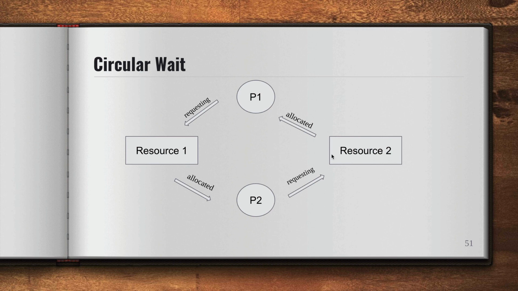You can't get that until each process completes its execution, and this is never going to happen, because this is not going to get released until this completes, and this cannot complete until and unless it gets this resource which is being used by this one. So it's like a circular loop. So it's called circular wait.